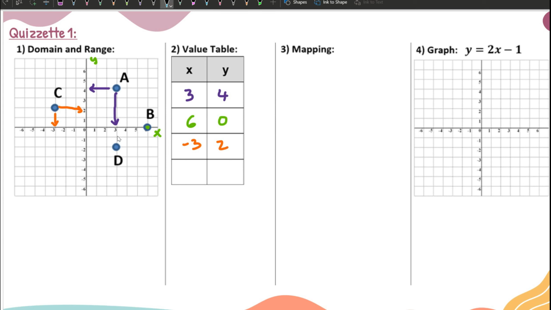And the last one is point D. Your X value is 3 and your Y value is -2. Alright, that's it for number 2. You write down all 4 points as X and Y ordered pairs and then put them in the X and Y value table. Now go back to problem number 1.